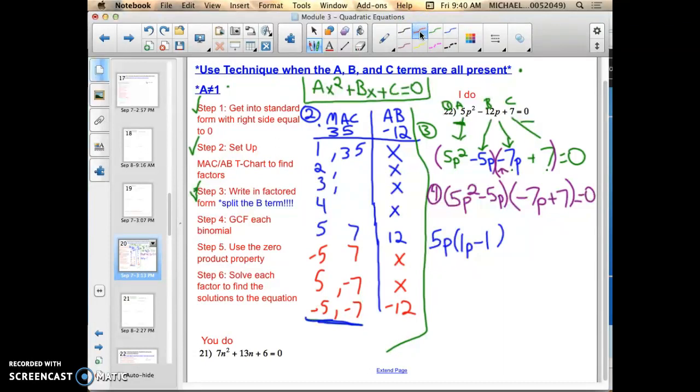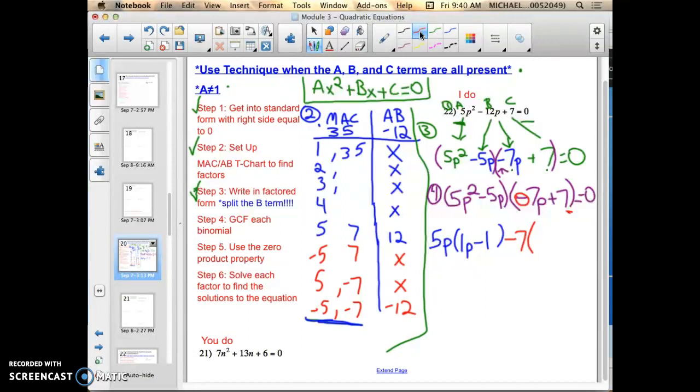Whenever this situation exists, please listen to this. Whenever it is a negative first term right here, I'm going to factor out a negative. In this case, the GCF between 7 and 7 is 7, so I factor out the negative 7. I cannot take a p out because this term doesn't have a p. So the GCF of this binomial, negative 7p plus 7, is just negative 7.